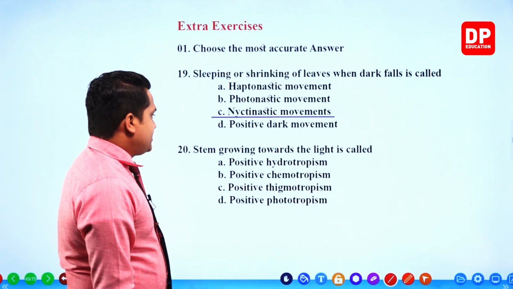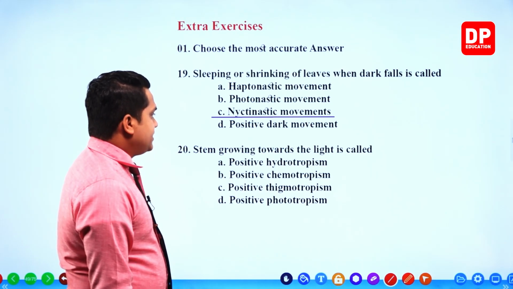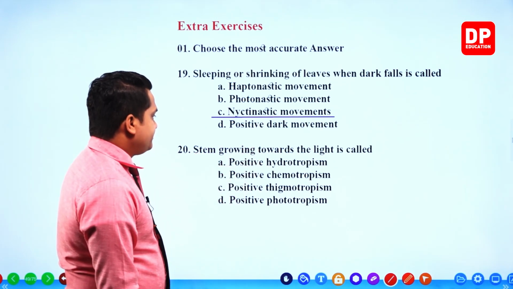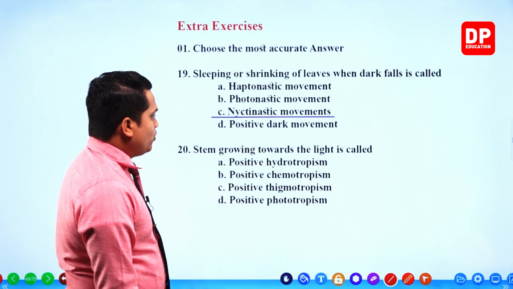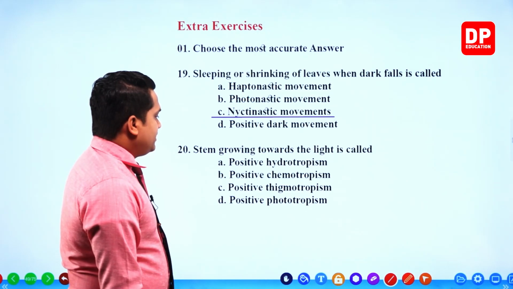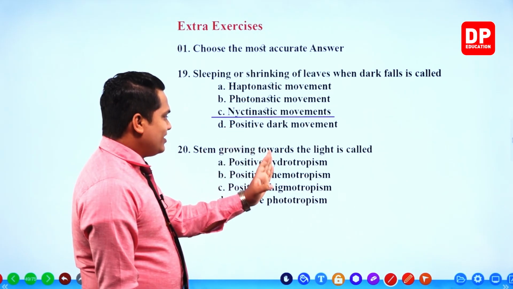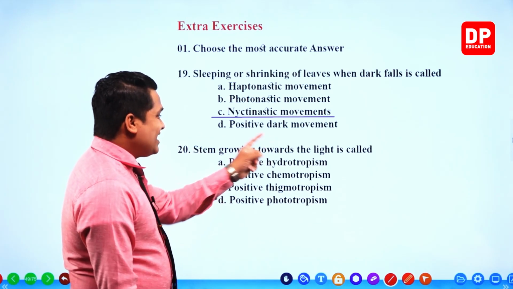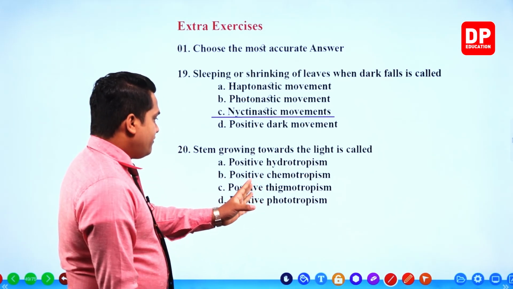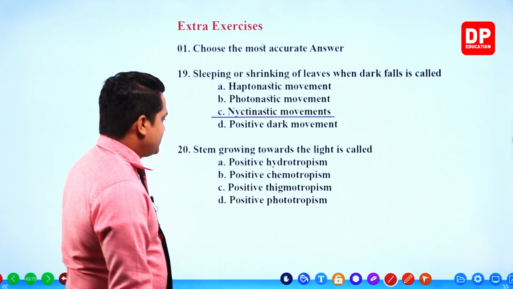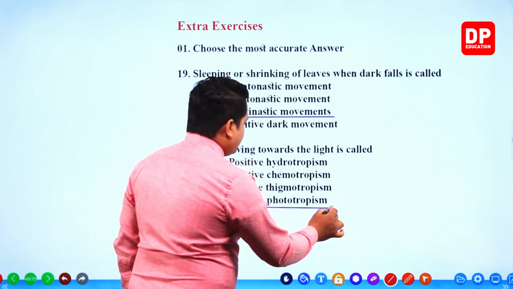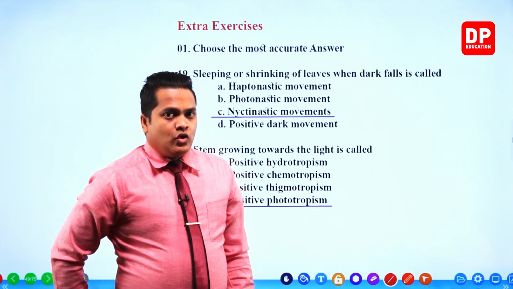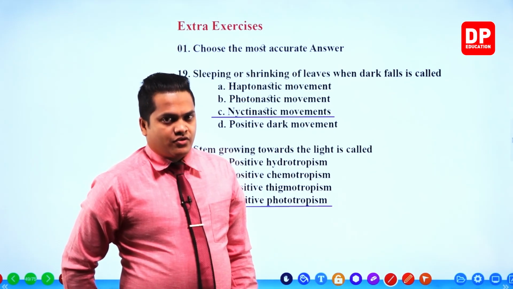Question number 20. Stem growing towards the light is called... If a stem is growing towards the light, then we know that it should be a positive one. So all of the answers are positive. Light means photo. Find out photo. Here you can observe positive phototrophism. This is a trophic movement. So the answer would be positive phototrophic movement.